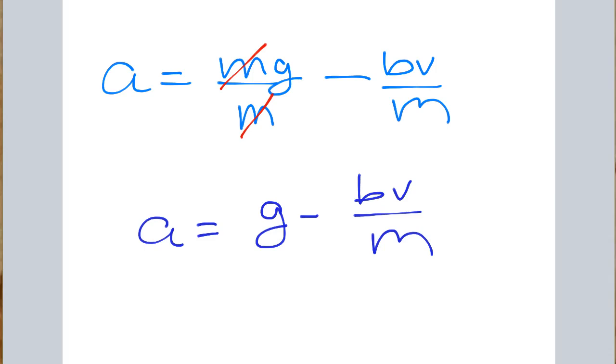If we separate these two, make it two fractions, where we have mg over m minus bv over m, we can cancel out the m's here, but not here. So we end up with this expression to solve for a: g minus bv over m. And I don't like how it was written in the worksheet that you had. So that's why when we did this in class, I wrote these answers like this.